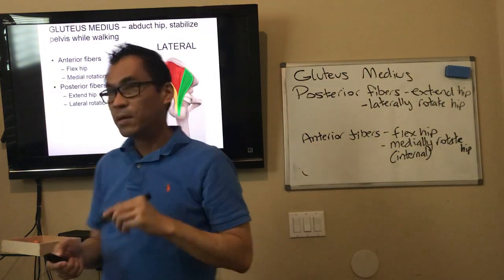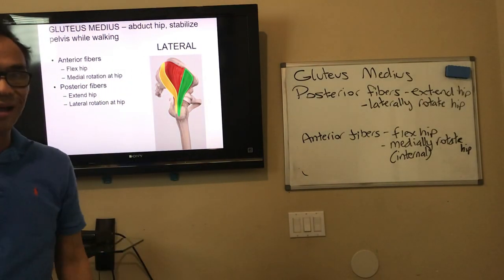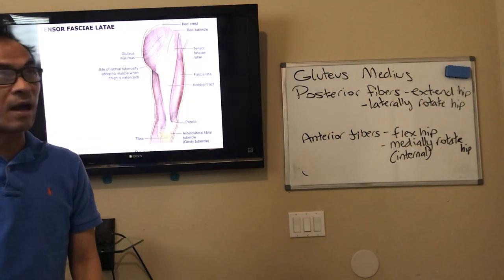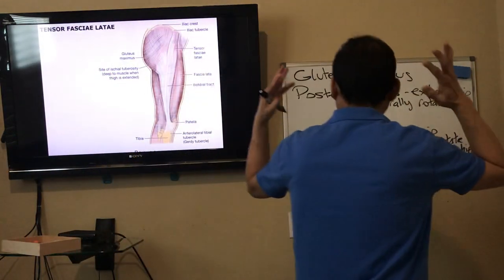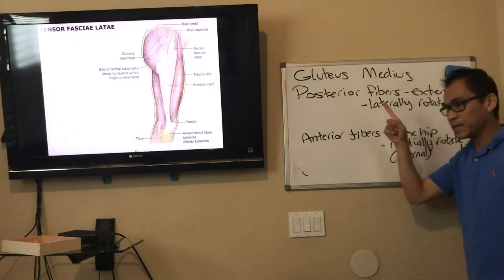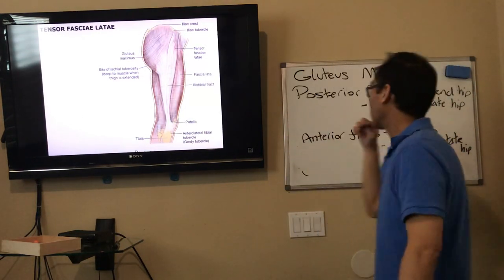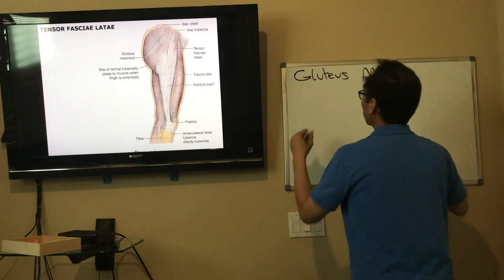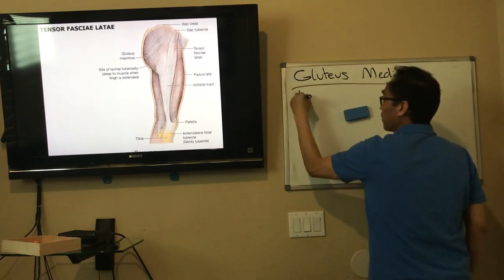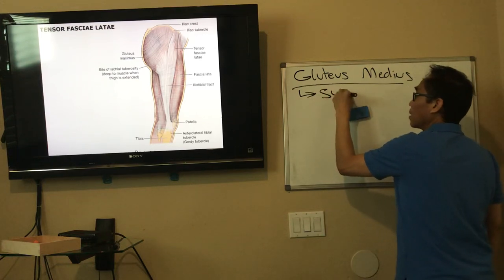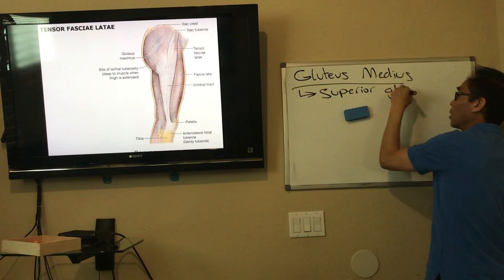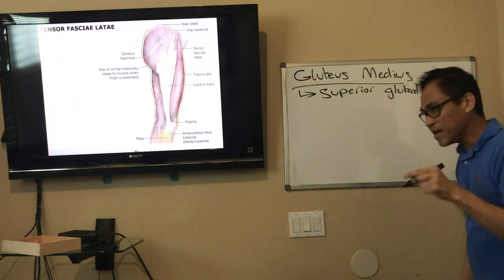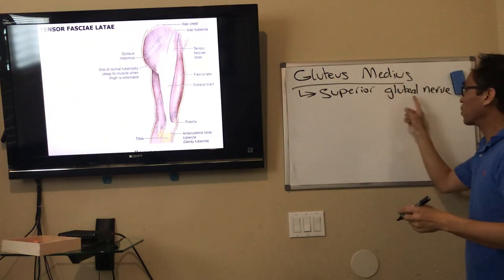Moving on, from gluteus medius, there is gluteus minimus as well, but I'm pretty much going to test you on glute max and glute medius. I also want to teach you the tensor fascia lata. And again, before erasing this, I want to tell you the innervation of gluteus medius is the superior gluteal nerve. Gluteus medius, innervated by superior gluteal nerve. The glute max was innervated by an inferior gluteal nerve. The gluteus medius innervated by the superior gluteal nerve.